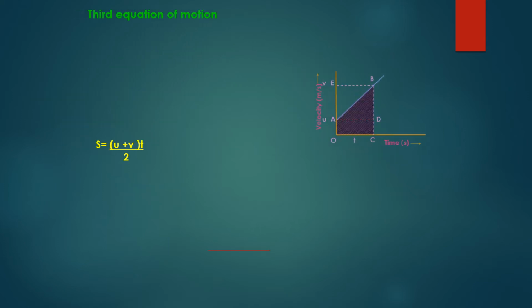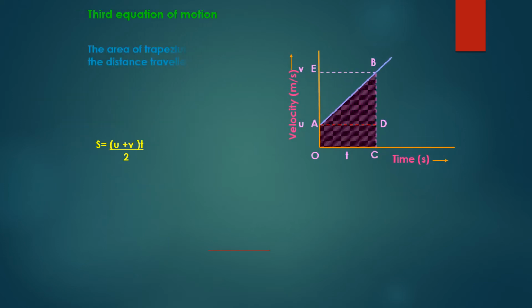Let us go into the third equation of motion from the same graph. Now we will take the distance as area under the graph. The area of trapezium OABC gives you the distance traveled. We are not going to divide it as triangle and rectangle. We will take it as area of trapezium. The formula for area of trapezium is half into base into sum of the parallel sides OA and BC.